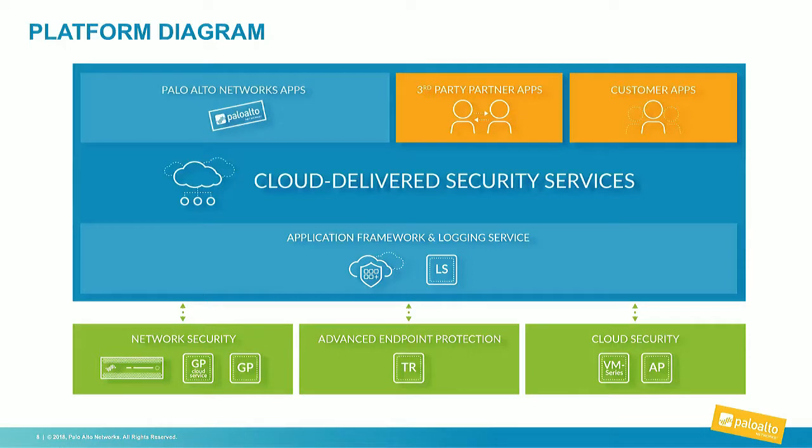And so today what we're going to be talking about is taking that next generation firewall network security technology and adding Traps, our advanced endpoint security agent, and Global Protect, our VPN and policy management solution, and bringing them all together into a single unified vision so that endpoint security and network security are joined together with each other for zero trust.